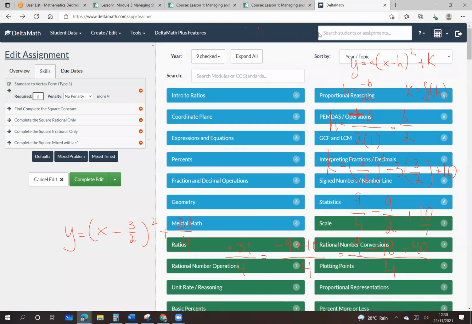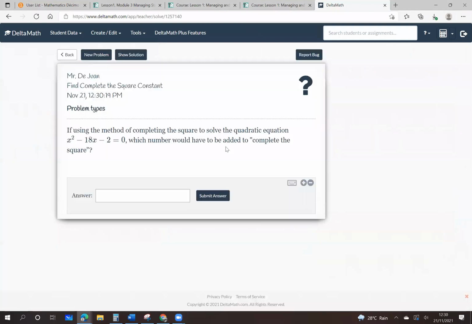Let's take a look at the next one. The next one that you have is finding the constant. If you guys will recall, the constant is b/2 squared, right? Every single time you're doing step 2 of the process, you are having to add the constant, which is b/2 squared.